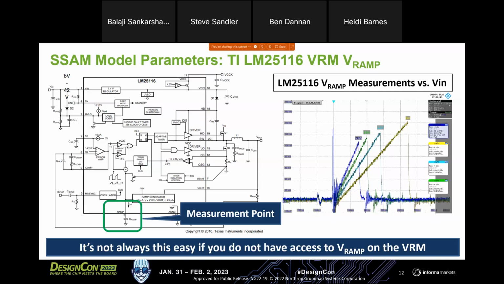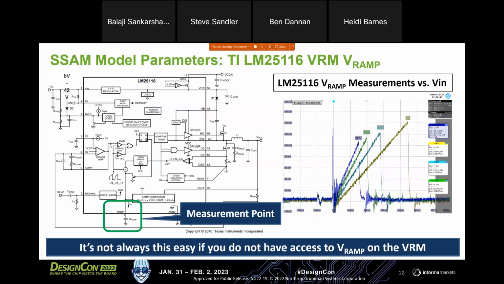That's not really important for us in the long run, but in the short run, we have to prove that we got the right answer when we do the extractions. And using a device that has access to the ramp that we can also extract indirectly allows us to see immediately whether or not we got that right. And so we use the LM25116 for that.